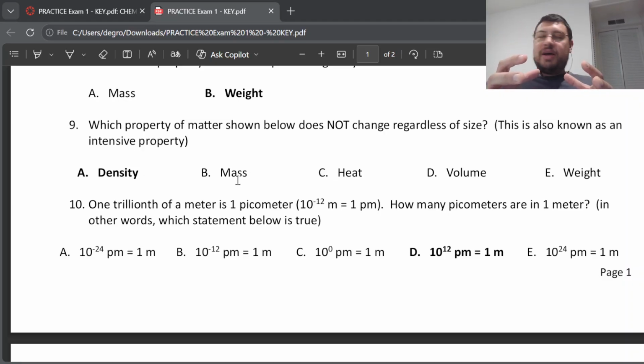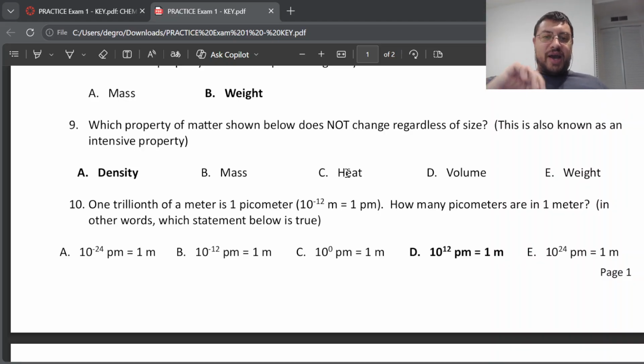Mass is just how much stuff there is. So if you have something bigger, it's going to weigh more. Okay, it's going to have more mass, have more stuff. Same with weight. Weight is the gravitational force. But yeah, if you have a bigger thing, it's going to have more weight. Bigger thing, it's going to take up more space.